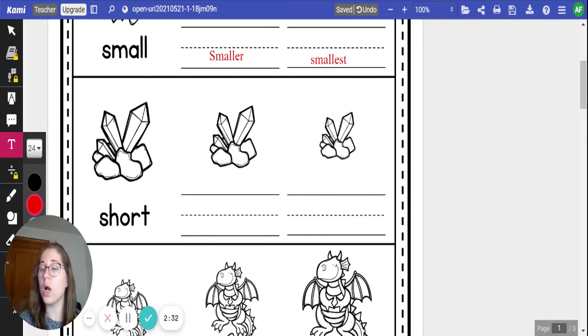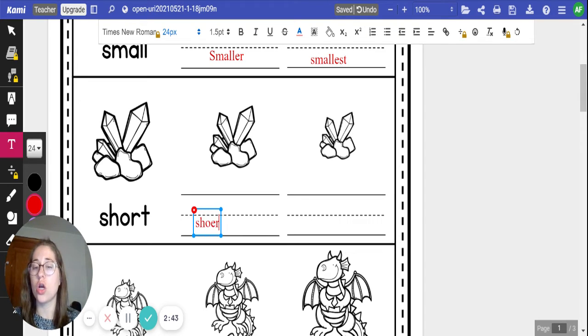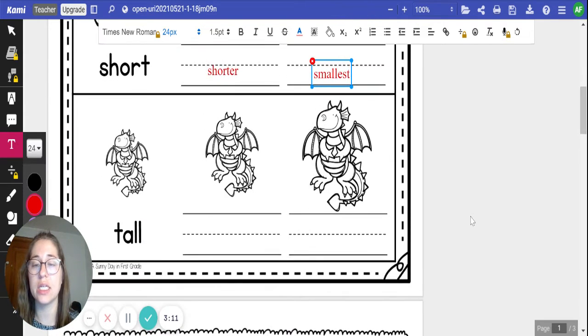All right, now we have some rocks and we have the word short. If we are comparing these two rocks, we would say that these rocks are short, E-R, shorter. We are comparing two things and this set of rocks is shorter. If we add one more rock, we're going to be comparing more than two things. We're comparing three rocks with each other. We would say that the third rock is the shortest, S-H-O-R-T-E-S-T.